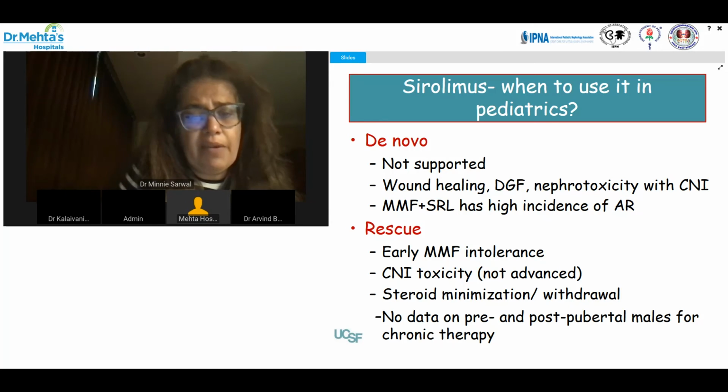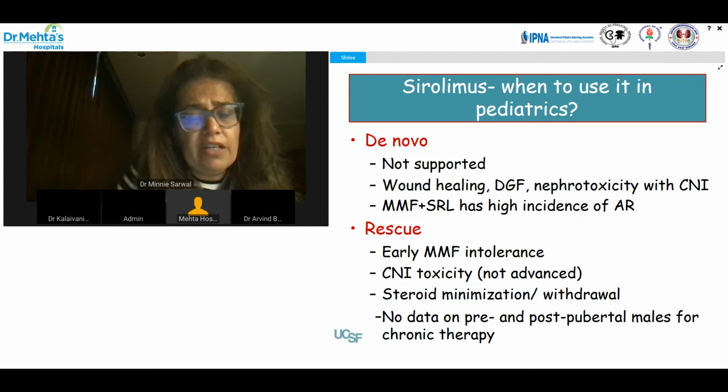If you have early MMF intolerance, which occurred in fact even in the steroid avoidance protocol, MMF was replaced by rapamycin and tolerated well. If early CNI toxicity occurs, not advanced, then a switch very early on can be tolerated. In protocols that use minimization and withdrawal, it can be used as an adjunct.